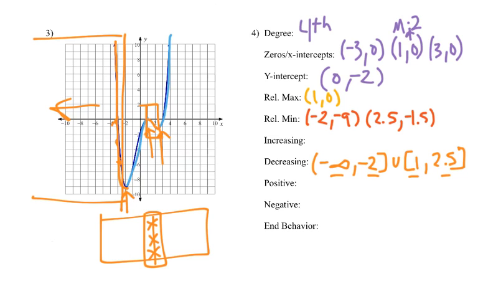So increasing, we start where we left off, so at negative 2, and then it goes to 1. It's increasing, then it jumps and starts again at 2.5 until we keep going to the right. So we call that positive infinity.